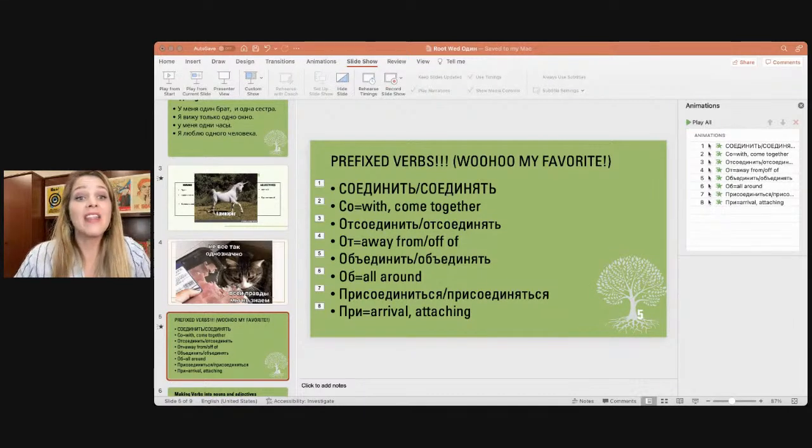Вот. Следующий. This prefix, от, means off of, away from. So if this one meant to unite, what would this one mean? Отсоединить. And we might have to translate this with a couple of words in English. We don't have an exact word. Maybe like disunite, to break apart. For example, знаете ли вы, что Техас единственный штат в США, который имеет право отсоединиться от остальных штатов?